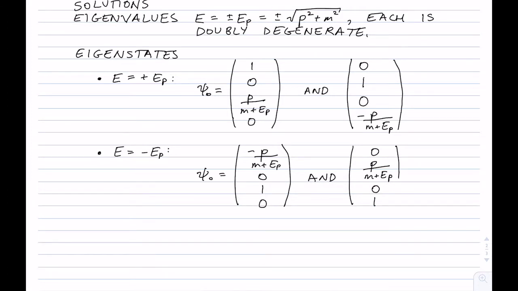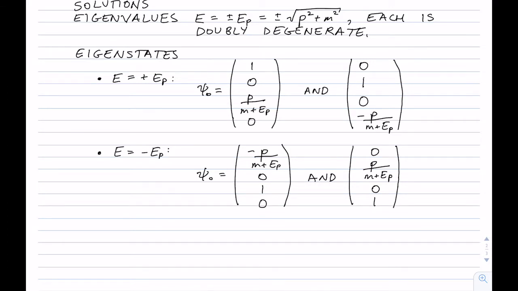So you can see that in all of these solutions, there's a part which is the large part, which is the 1. And for small values of momentum, EP is close to M or minus M. And so you end up with a small component in the top for the negative energy state and a small component in the bottom two slots for the positive energy states.